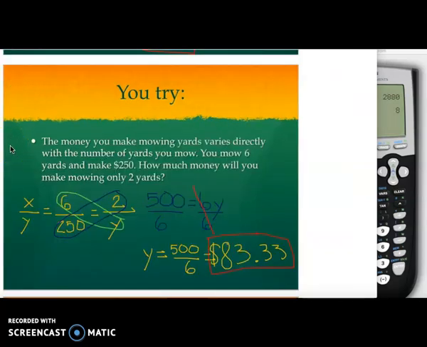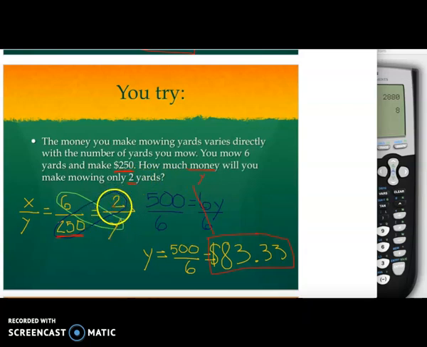So this is my work. I'll quickly explain the steps I did. I set up my x and y proportion. If I know I mow 6 yards and I make $250, I know money is my y, so I put 250 in the y, and that means I had to put the 6 in the x. So I have 6 over 250, and it's asking me how much money, so it's asking me to find my y, if I'm only mowing 2 yards.